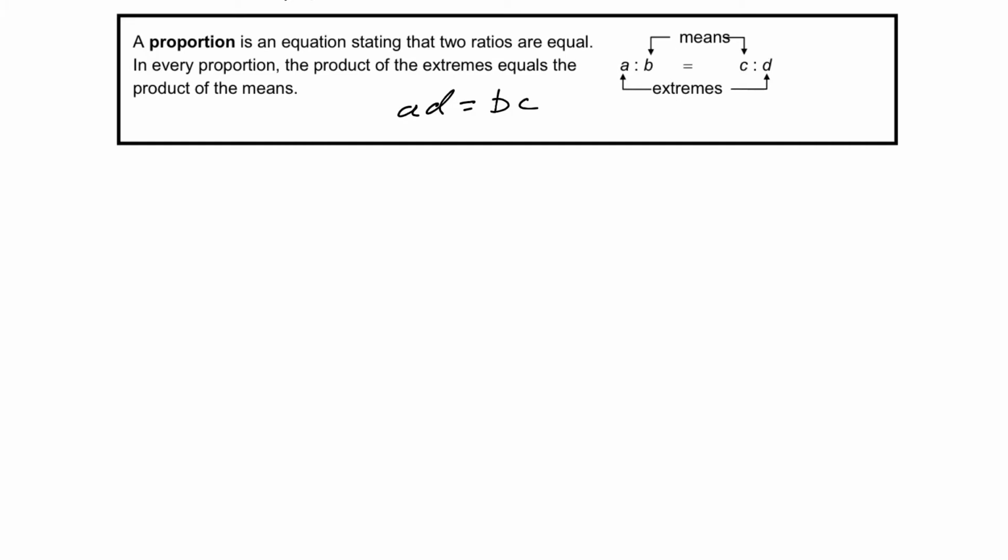So what I wrote down is that the product of the extremes, A times D, is equal to the product of the means, which would be B times C. So that's what I wrote down here for you. But I think you'll understand that better when we look at the next page. So all you had to really get out of this is that a proportion is two equal fractions, okay? Two equal ratios.